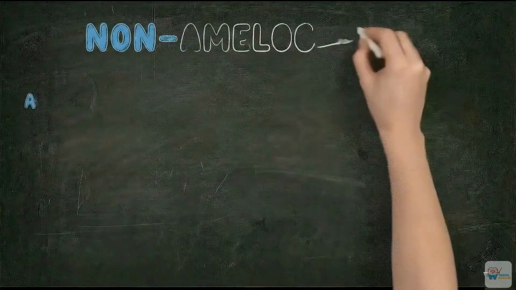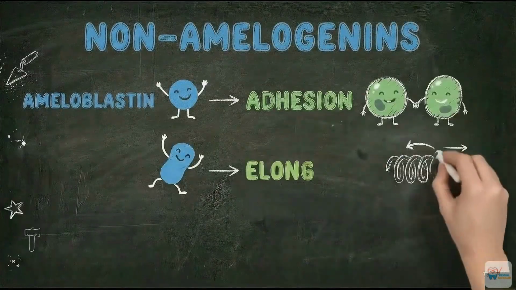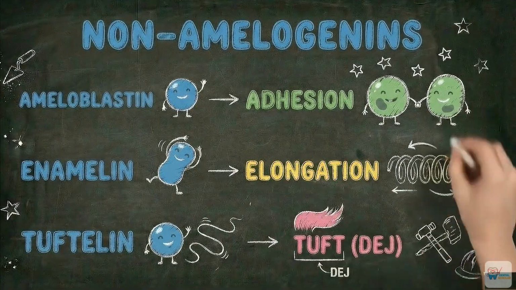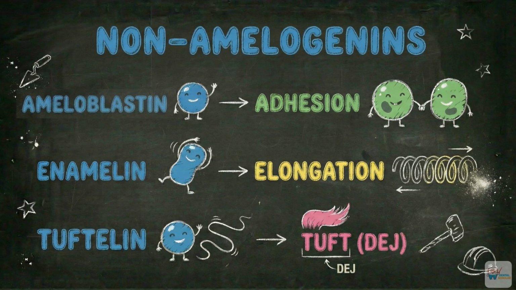The non-amelogenins are the functional directors, and here is how you remember them. Ameloblastin is for adhesion. It helps the ameloblast hold on to the matrix. Enamelin aids in crystal elongation and nucleation. Tuftelin is found at DEJ. It acts as the seeding protein, so it initiates the mineralization. And as you might get a hint from its name, Tuftelin is found in enamel tufts.